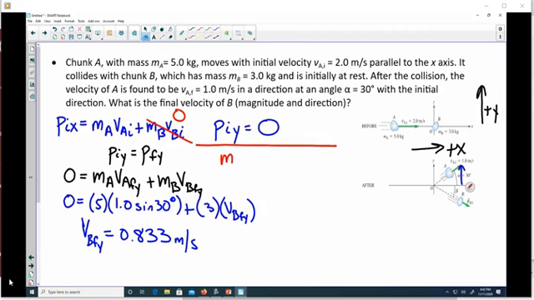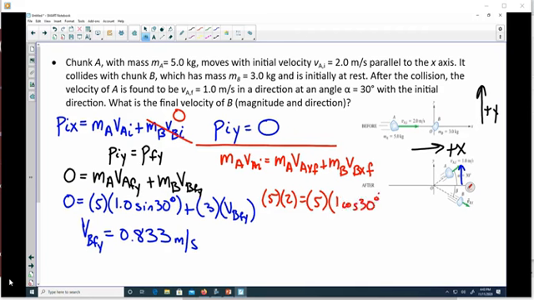Now if we consider the x component, initially B is at rest, so there is no x momentum initially. A is the only thing supplying the initial x momentum. The final momentums can be found by just adding the x momenta for A and B. And so if we solve for the x component of B, we get 1.89 meters per second.